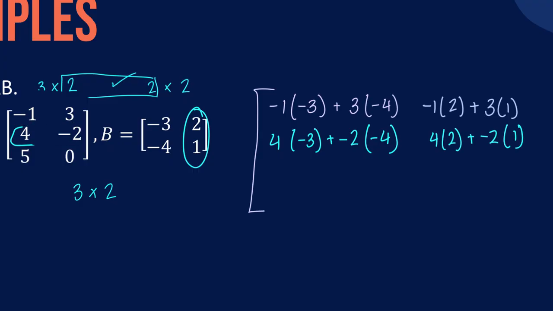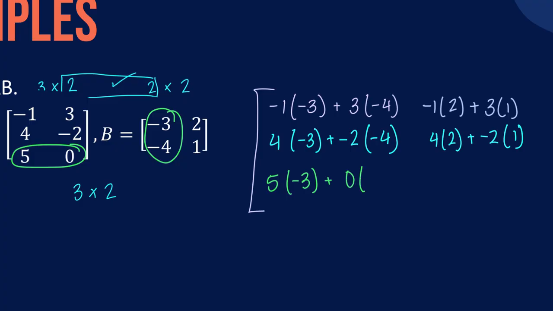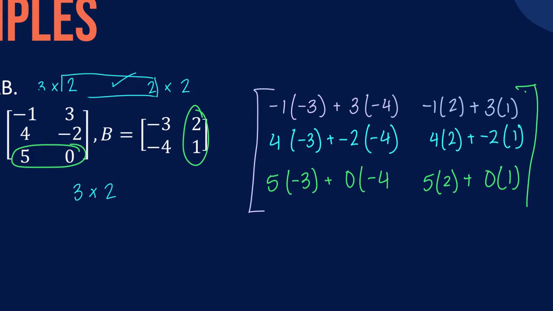Okay, I accounted for that row already. I did that column. And going to the last one, which is right here. Going with the first column, I'm going to have 5 times -3 plus 0 times -4. All right, moving on. And then the last one, 5 times 2 plus 0 times 1. And this is what I have.